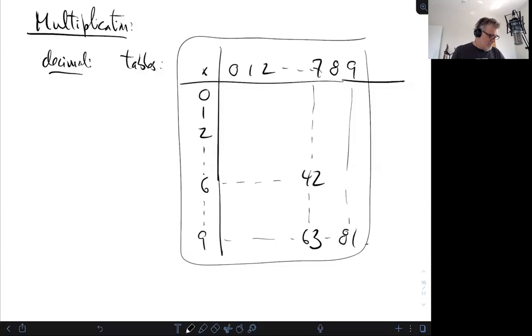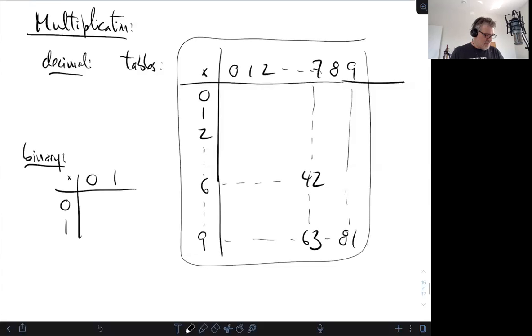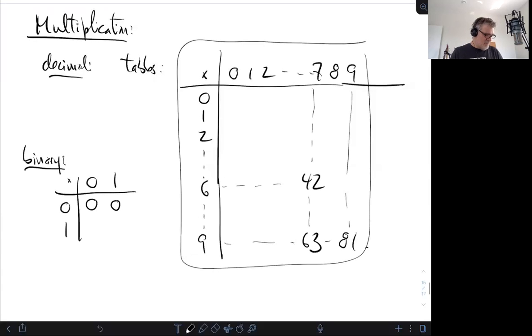But in binary, it's the same thing. The algorithm to multiply is exactly the same. Now let's learn our tables in binary. And that's pretty cool. So 0 times 0 is 0, 0 times 1 is 0, 1 times 0 is 0, and 1 times 1 is 1. And we're done. So now we know our multiplication tables, right? That's it. There is zero work to be done.